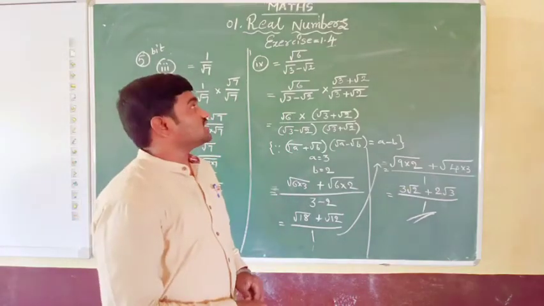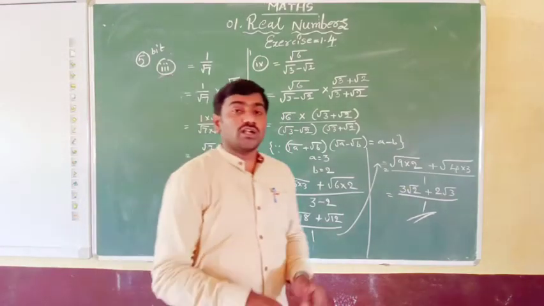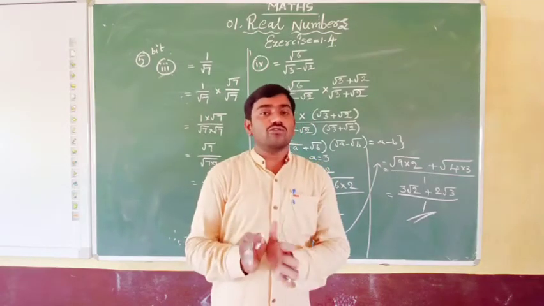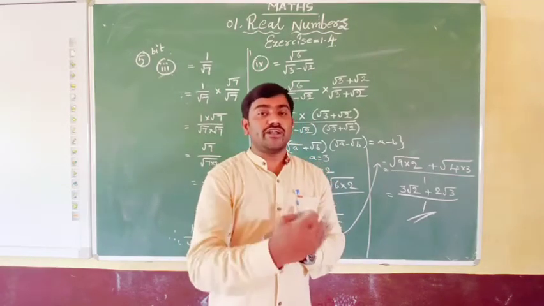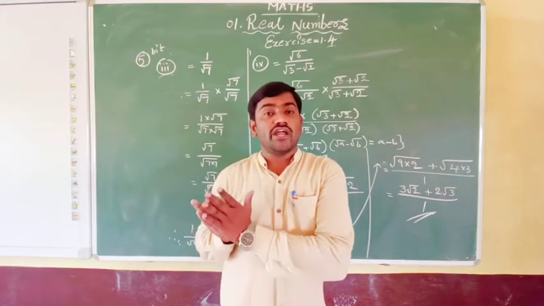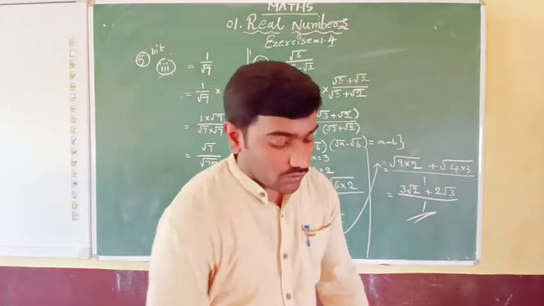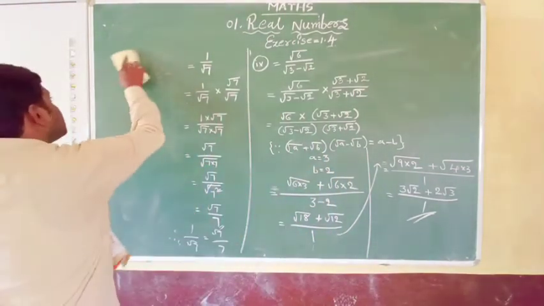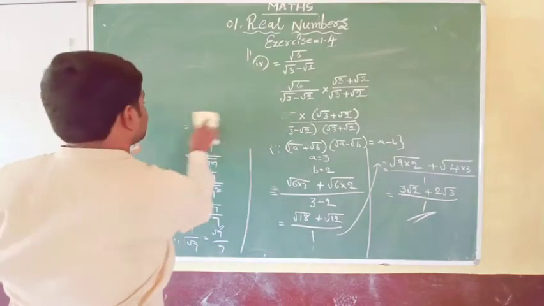So we rationalize this denominator. I hope you got a little idea of what rationalizing the denominator means. Nothing but we have to multiply the numerator and denominator with the rationalizing factor, and then simplify until we get a rational number in the denominator. So we also go for the 6th bit, which is also based on rationalizing the denominator only.